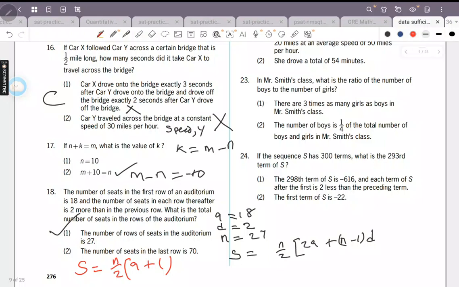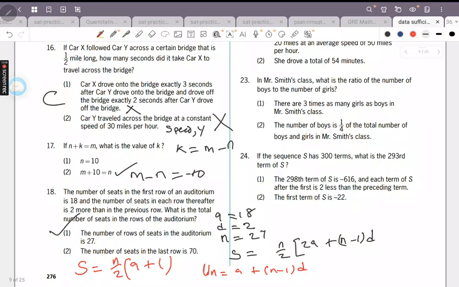Okay, the number of seats in the first row of the auditorium is 18, and the number of seats in the last row is 70. We can use this other formula, but we don't know n. But then we can use the formula for the nth term, u_n equals a plus (n minus 1)d. We use this to find n, because n is not given.